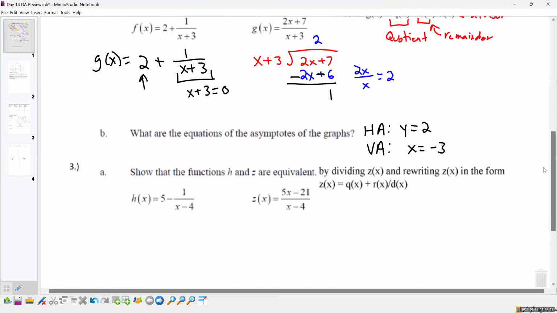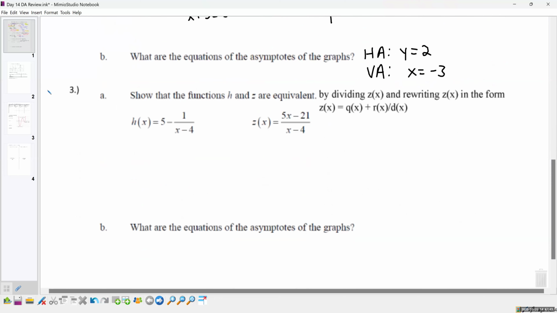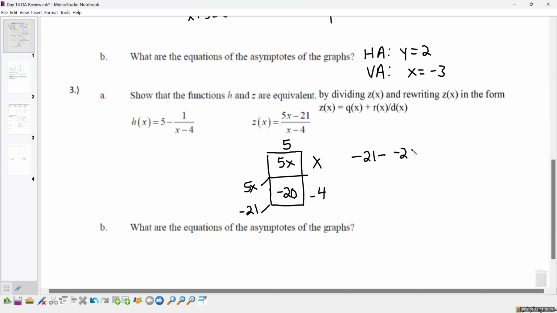So now number 3 is a similar question. I'm going to divide z of x with the box because I did the other one with long division. And this is a really small situation here. I just have x and negative 4. This box needs to be 5x. This box needs to be negative 21. This will become 5x. This will become a 5. 5 times negative 4 is negative 20. Now, these don't match, so there is going to be a remainder. What is that remainder going to be?